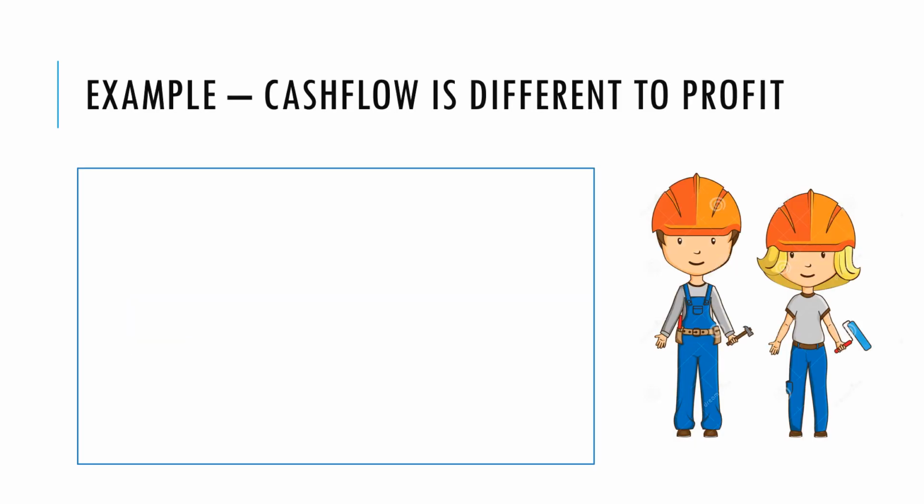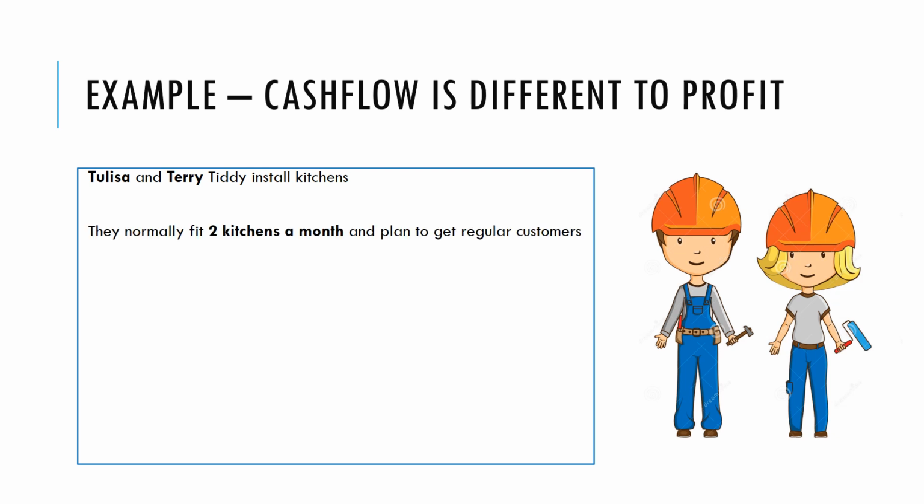Now, cash flow is different to profit, and I think the best way to illustrate this is with an example. So, let's imagine this scenario. We have Talisa and Tiddy, and they install kitchens. They aim to fit 2 kitchens a month, and they plan to get regular customers, so 2 kitchens a month throughout the year. Now, they allow their customers to pay within 2 months of doing the work, because they found that customers like that. They like to have the work done, and then they pay a bit later.